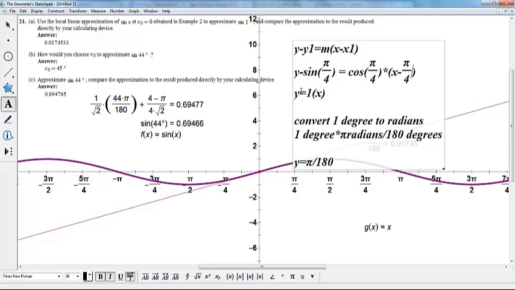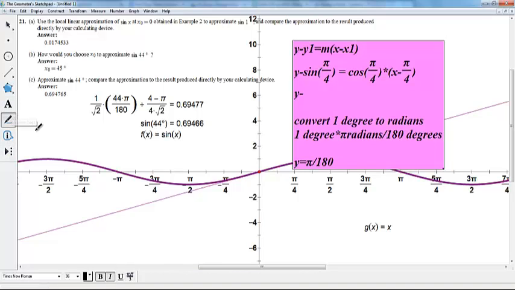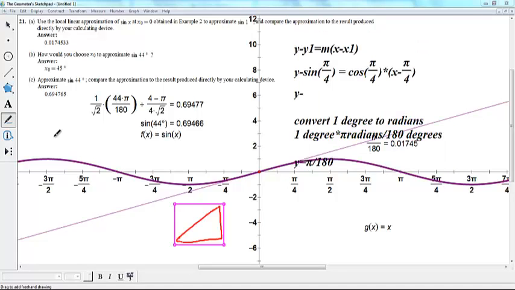So in this case, we have y minus the sine of pi over 4, remember when you draw those triangles here, we can, oh, hang on a minute. Okay, I'm back. Sorry about that.